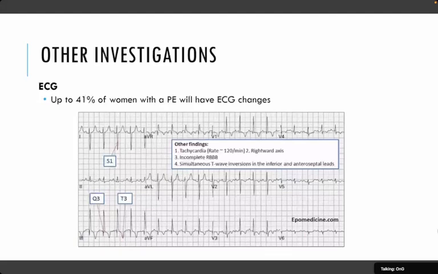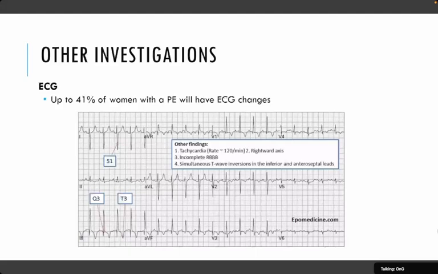Other investigations that can be done include an ECG if a patient clinically presents with symptoms suggestive of a PE. Up to 41% of women with a PE will have ECG changes, the most common findings being T-wave inversion, the typical S1, Q3, T3 findings, as well as right ventricular strain. And the other benefit of an ECG is that other possible causes of chest pain, such as cardiac causes, may be detected.